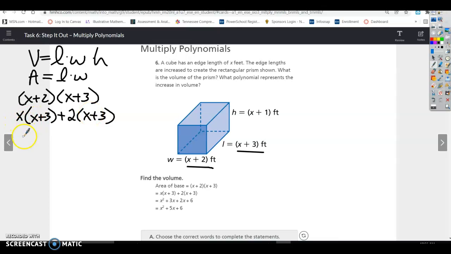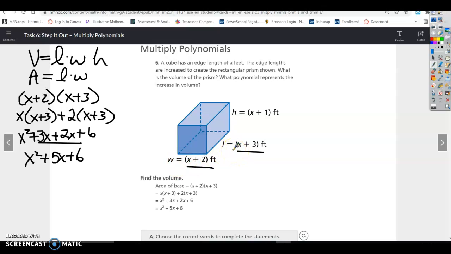So we've got x times x is x squared. X times 3 is 3x, plus 2x, and then plus 6. And then we combine our like terms, so we've got x squared plus 5x plus 6. So you can see we found the area of just the base. So all we've done so far is find basically this area of length times width.